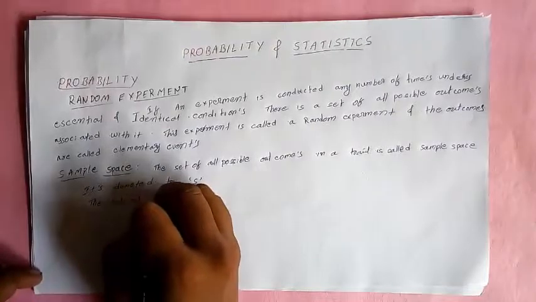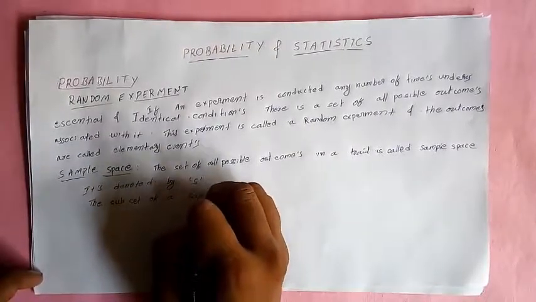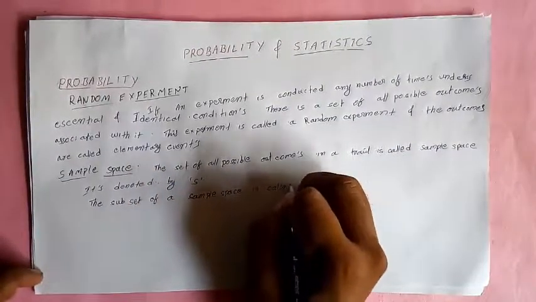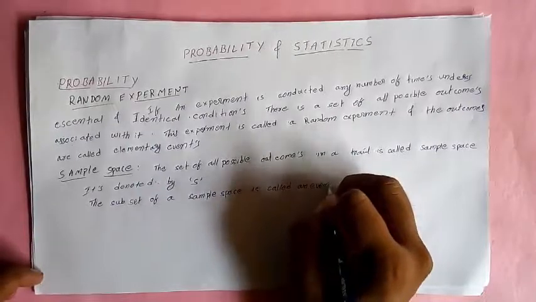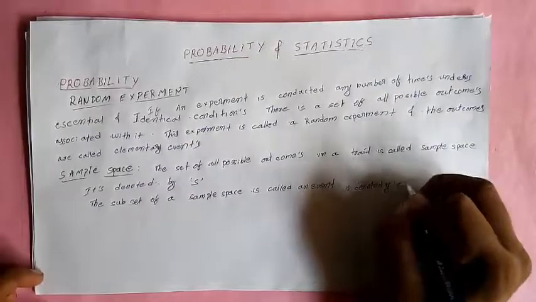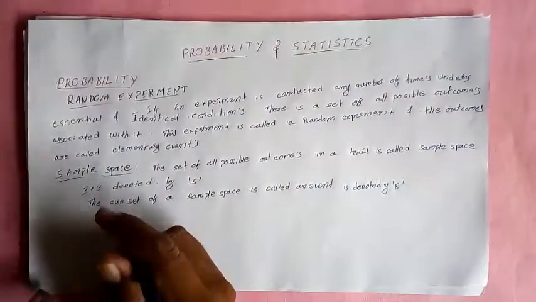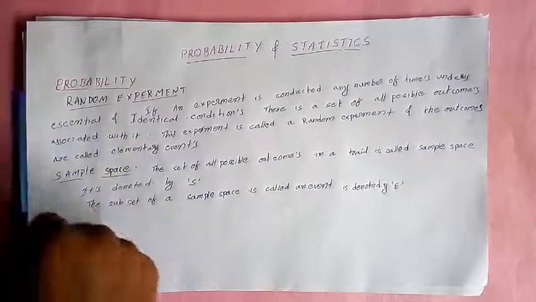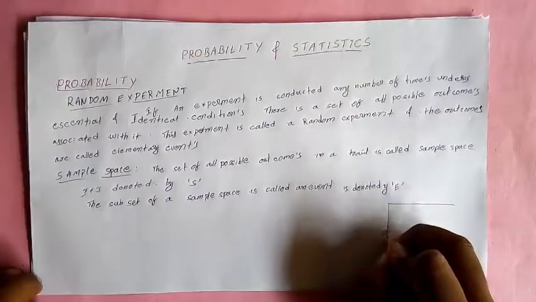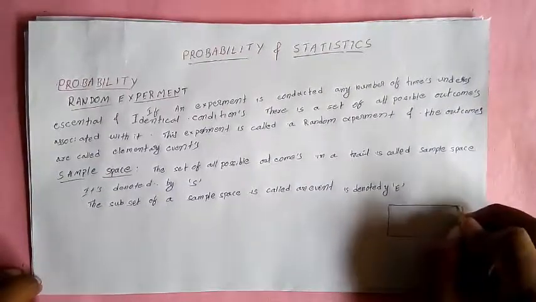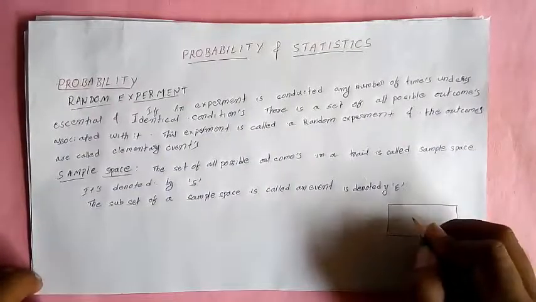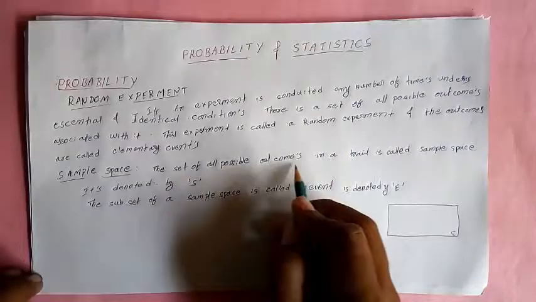the subset of a sample space is called an event and is denoted by the letter E. Next, for better understanding of this sample space, we want to draw it. This is a sample space, denoted by the letter S, and the set of all possible outcomes in a trial is called sample space.